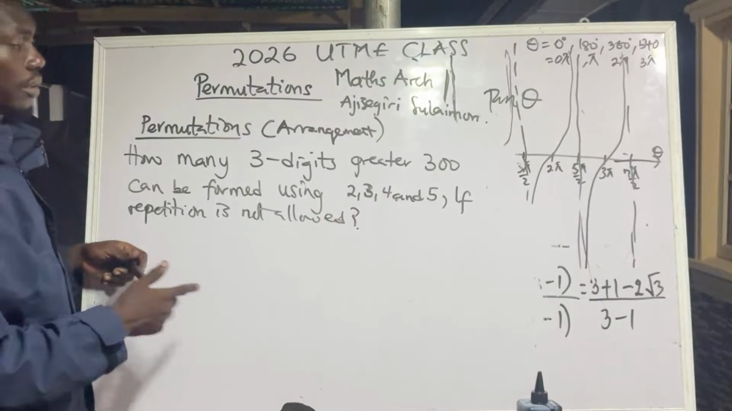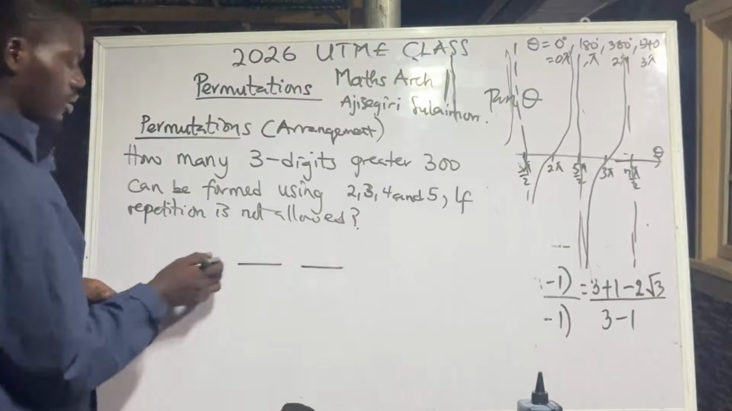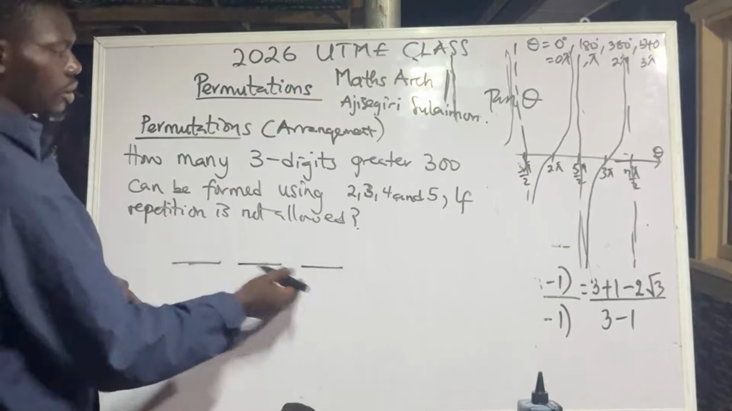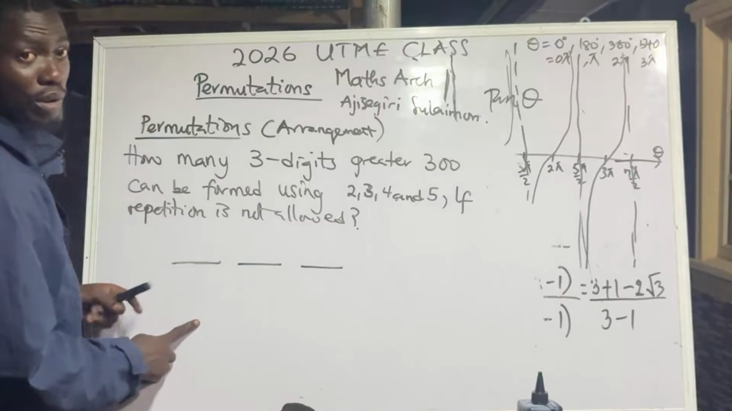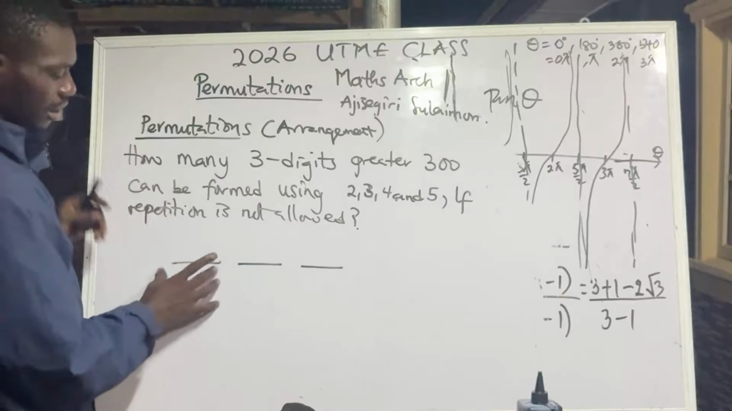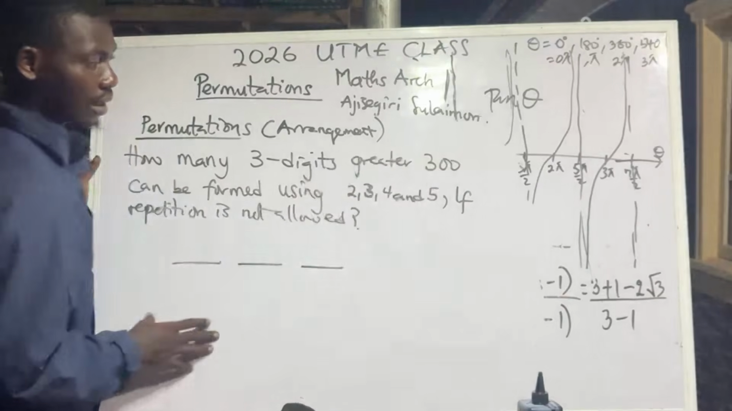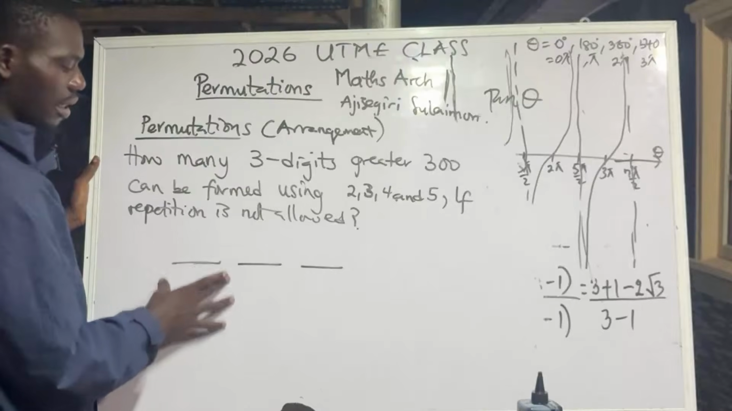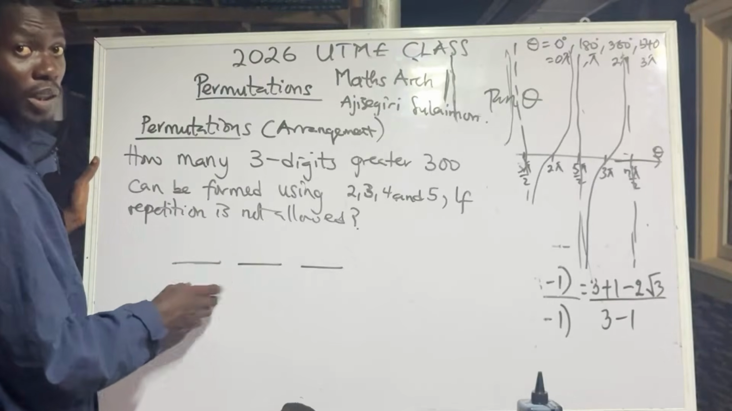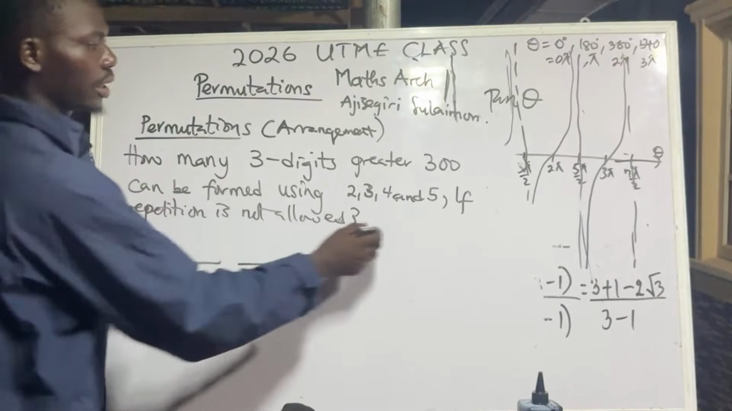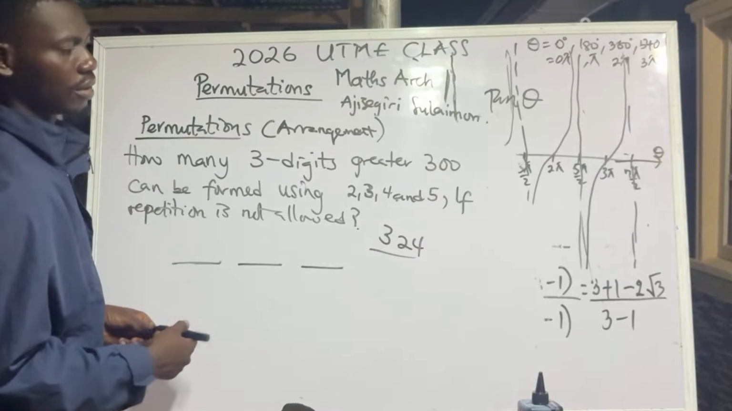Okay, we're back to it again. 3-digit number. 1, 2, 3. Now note that anything you're using here can only be 3 and upward. It cannot be less than 3, because for it to be greater than 300, it has to be a value from 3 or 4 upward. Because we can have 324, this is still greater than 300. You get that now?